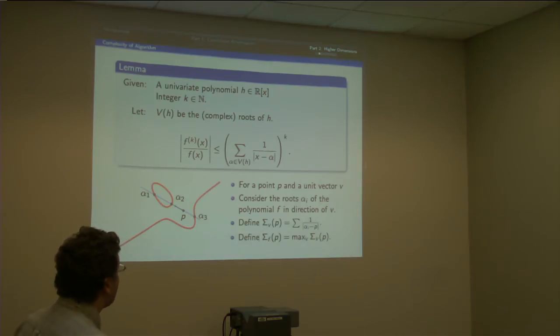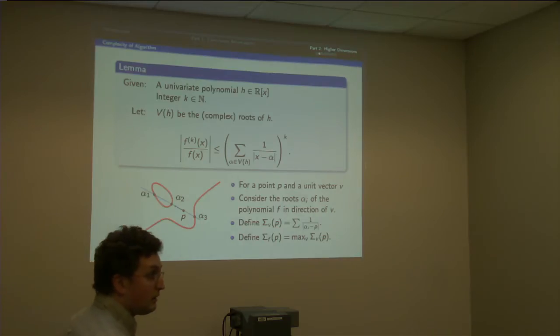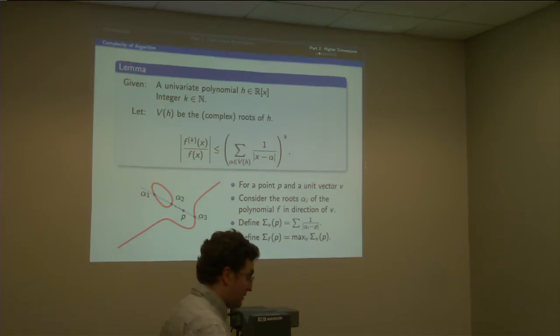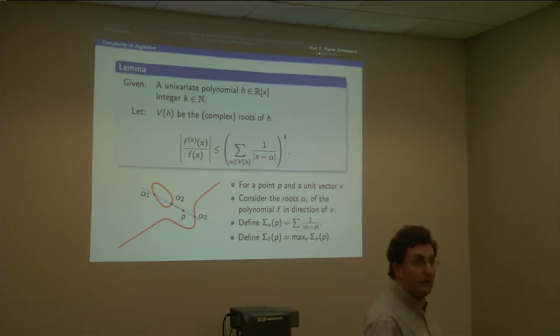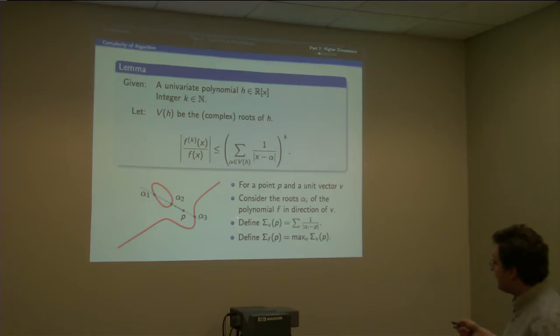And then if I were to take my bivariate polynomial f and just plug in, for the calc 3 vector plus point for a line, then I have a one variable system and I can use my lemma. And I can have this sigma v being the sum of the roots, but in that particular direction.